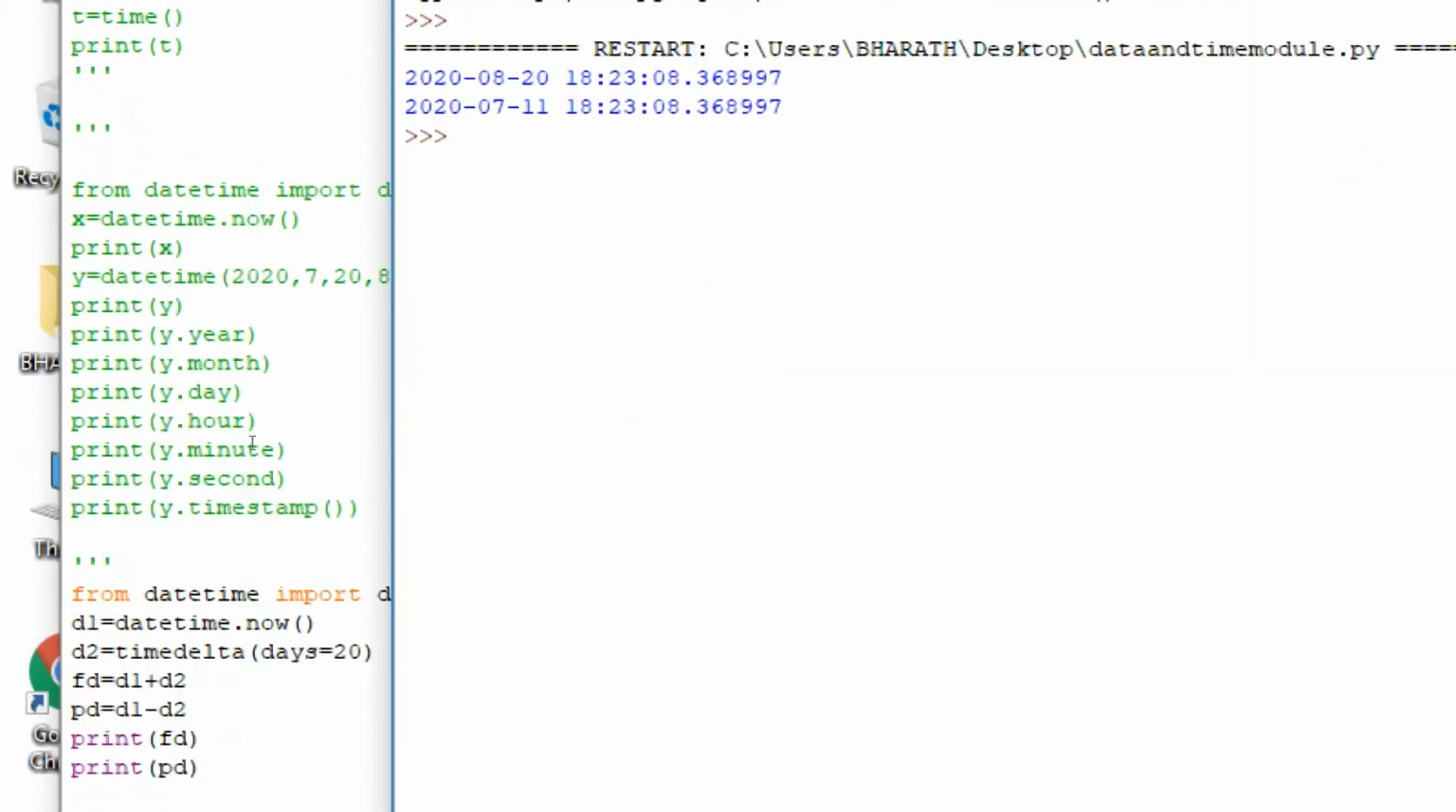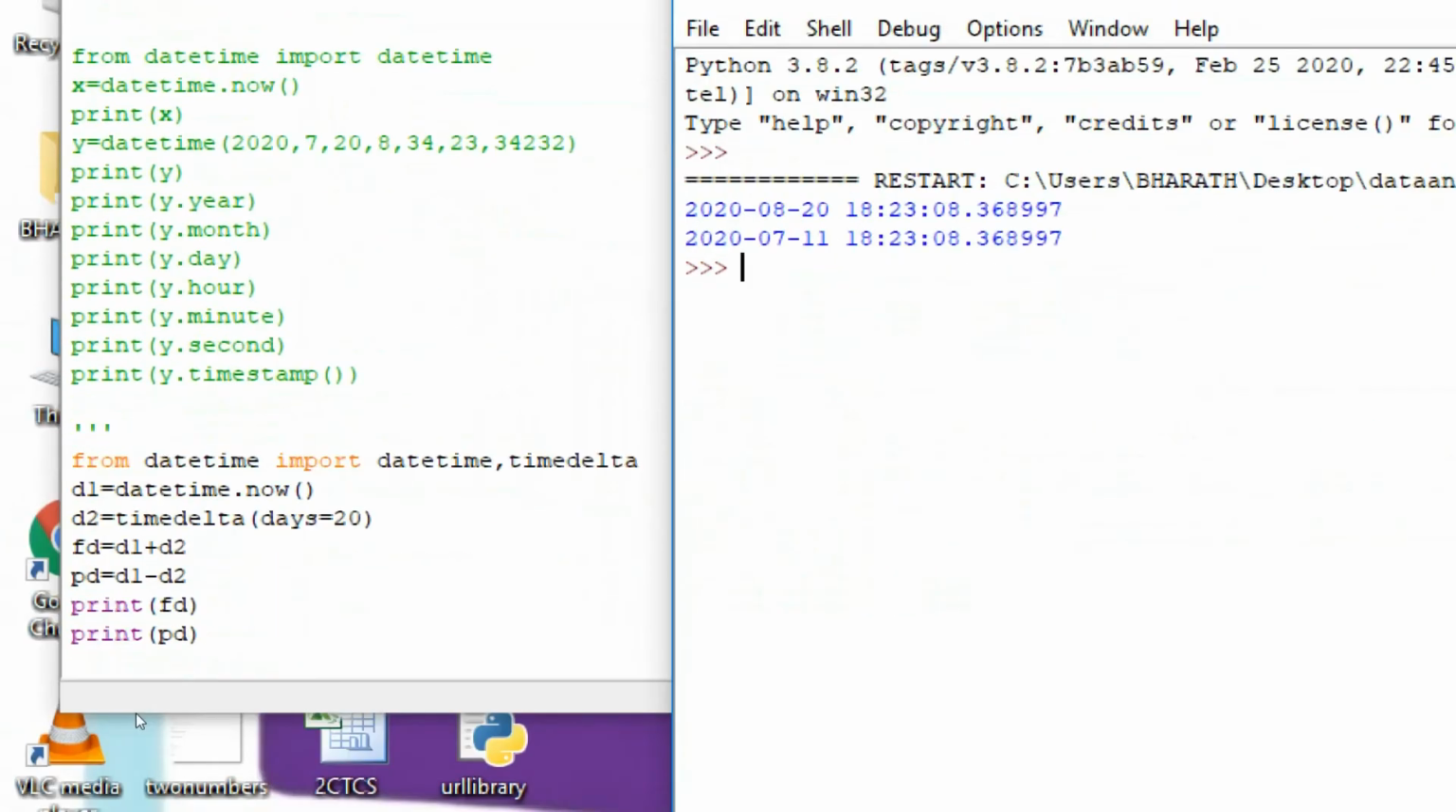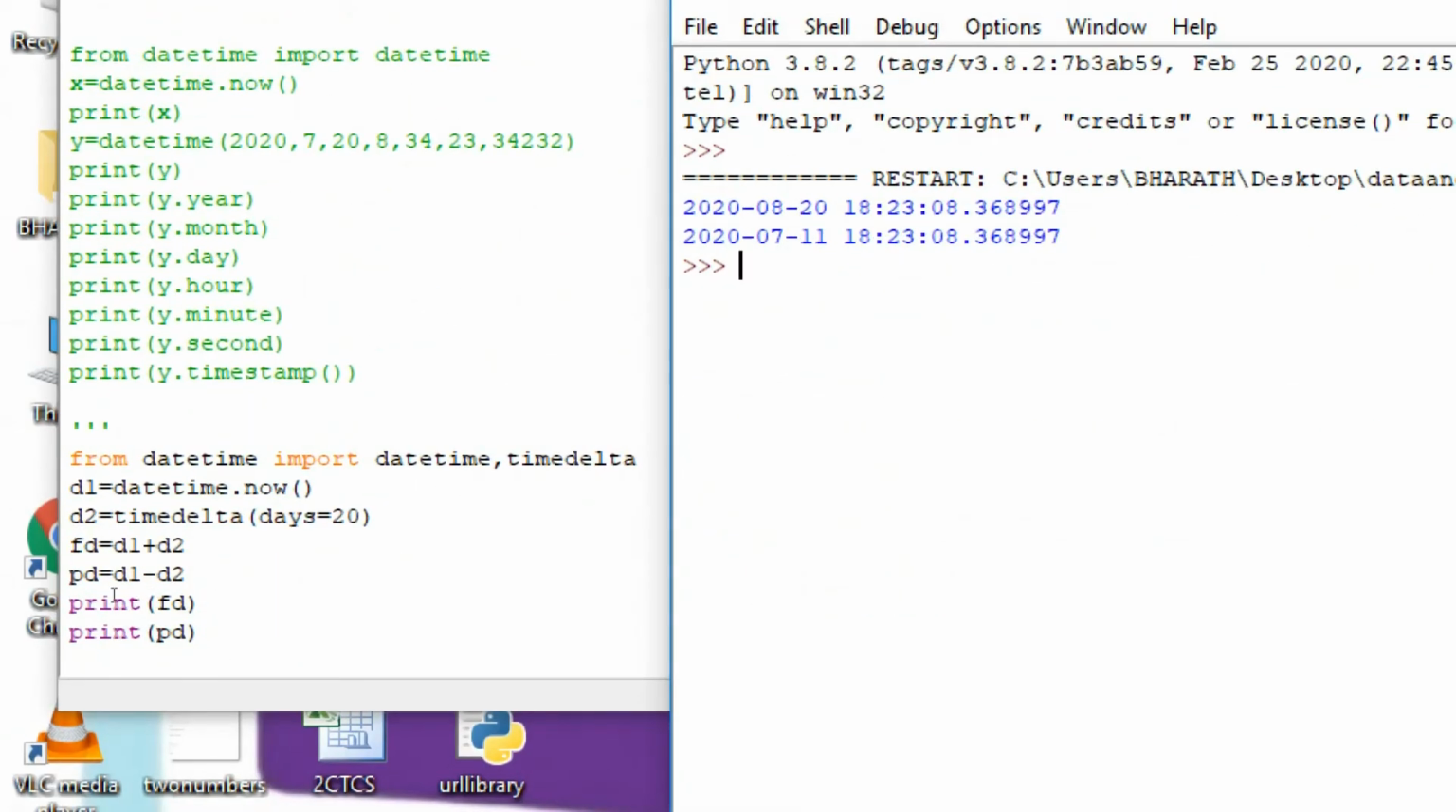This is the output related to timedelta. Days equals 20: the current date plus 20, and the current date minus 20. Current date plus 20 means August 20, and current date minus 20 means July 11.